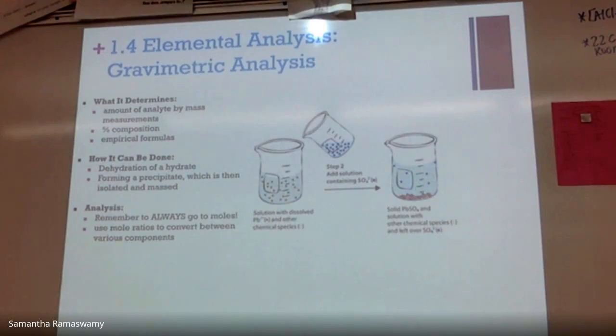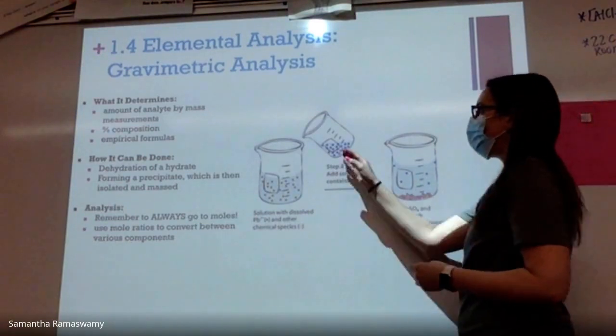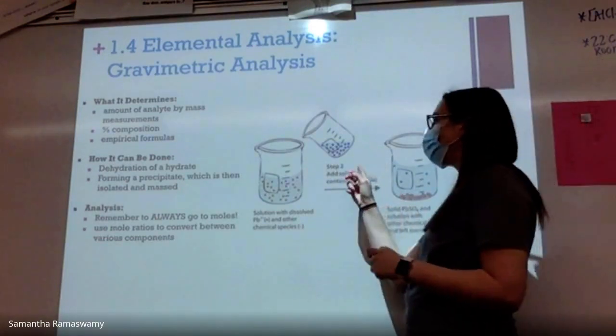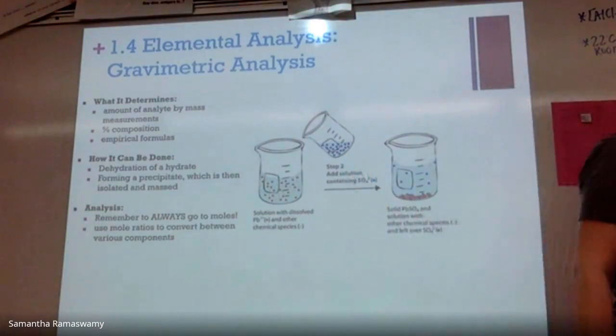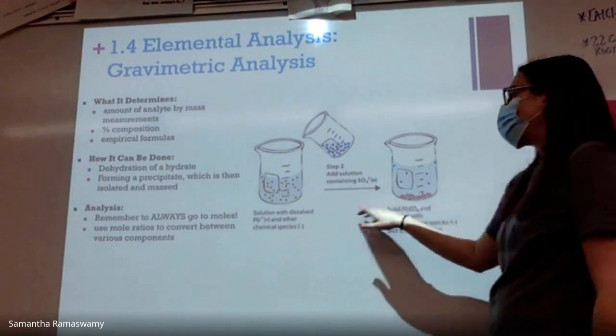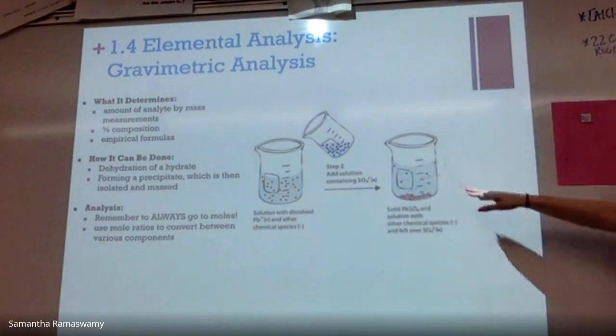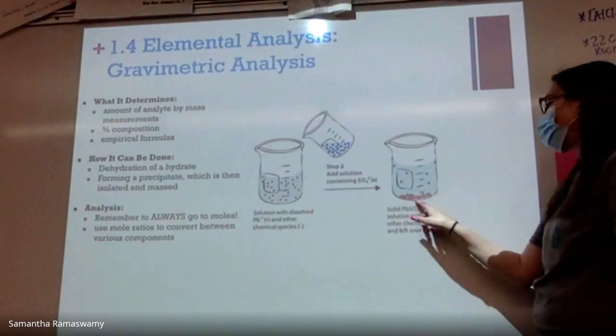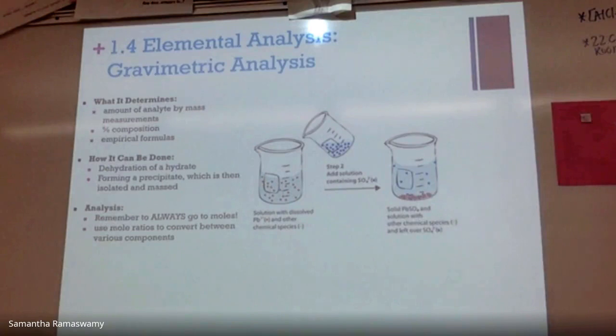Then what we did is we added sodium carbonate. So we added sodium carbonate into that solution. And what happened is the carbonate anions and the calcium cations reacted to form a precipitate. So then in the solution, we still had Na+ and Cl- floating around because those are spectator ions. But we had this solid down at the bottom.